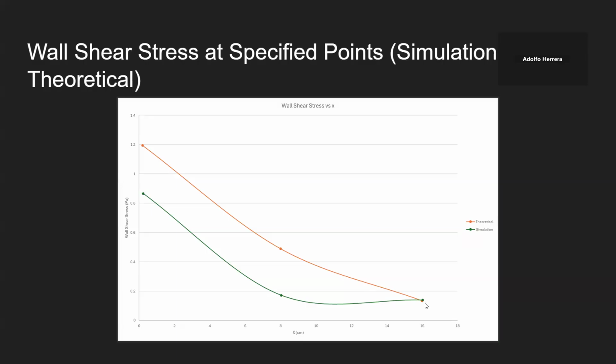If more points were gathered and then compared, what would probably happen is that the wall shear stress might follow the same trend as the theoretical one, but be on top of it, meaning that it's still following the same trend, but it's over predicting the wall shear stress.